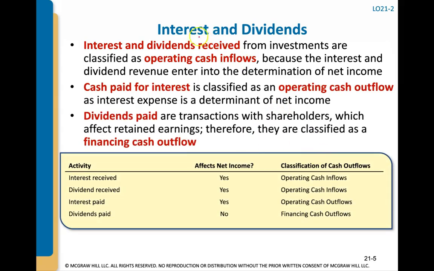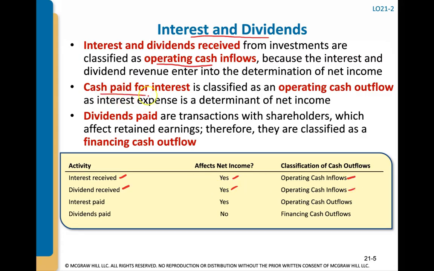This slide is just highlighting interest and dividends specifically. Interest and dividends received from investments that the corporation has are classified as part of the operating cash inflows, because when we recorded that interest or dividend that we received, it would be an interest income or dividend income, and it affects net income, right? Because that income goes on the net income. And anything that affects the income statement is going to go through the operating activities section.